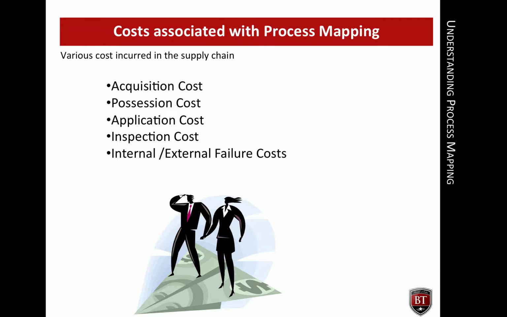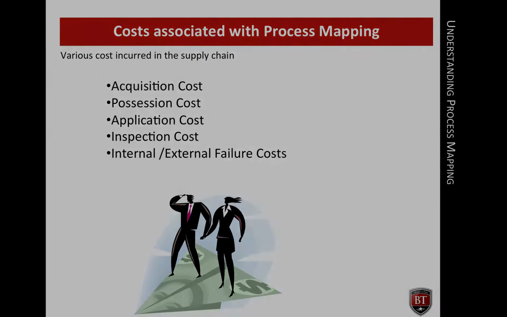Inspection costs, which are costs which are incurred while performing inspection. Internal/external failure costs, which are costs incurred because of failures that are identified before product reaches a customer and failures that have reached a customer. When looking to improve a supply chain or a process, any of these costs incurred will be critical to planning your improvement and changing any flow in your current process.